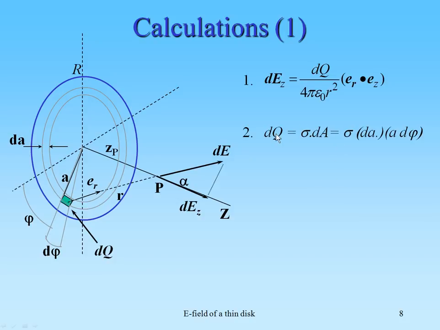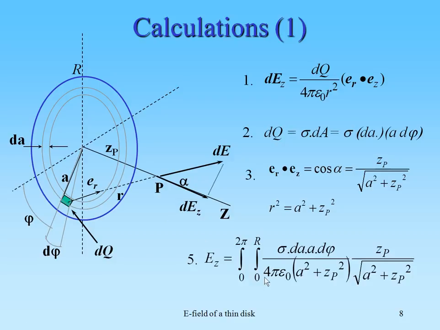Again, dq times er times ez is the cosine of alpha. Alpha is this angle here, and that is zp over the square root of a squared plus zp squared. And r squared is given by a squared plus zp squared as well. Insert in the formula for dEz and integrate over phi between 0 and 2 pi and a between 0 and r, the radius.